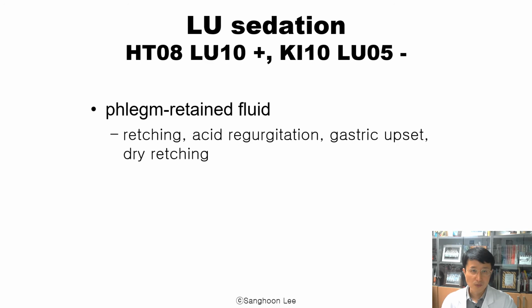Lung sedation formula includes reinforcing heart 8, lung 10, reducing kidney 10, lung 5. Phlegm retained fluid, retching, acid regurgitation, gastric upset, dry retching. These kinds of symptoms can be treated by sedating lung meridian.